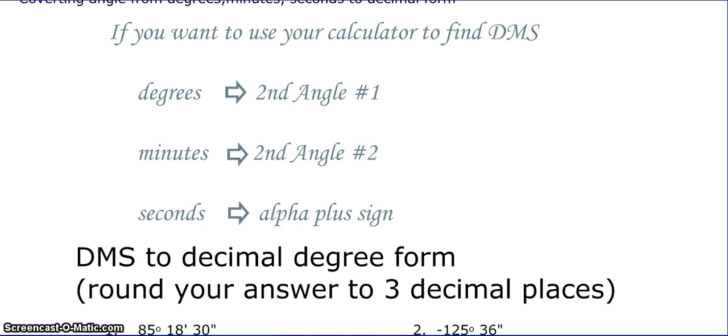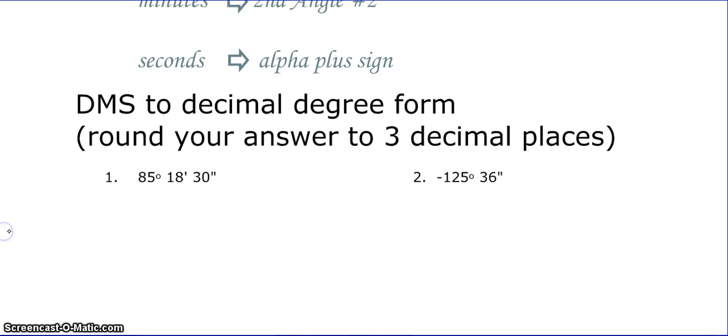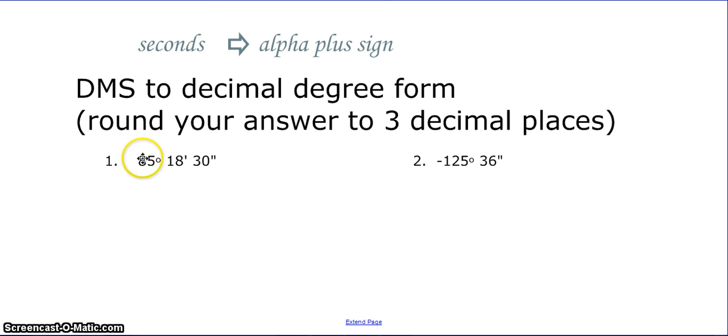So how we do this in our calculator: the degrees symbol is if we do second angle and then the first choice, the minute symbol is if we do second angle and the second choice, and the seconds symbol is if we do alpha plus. And so I'll demonstrate that for you now. So here, if I have 85 degrees, 18 minutes, and 30 seconds.